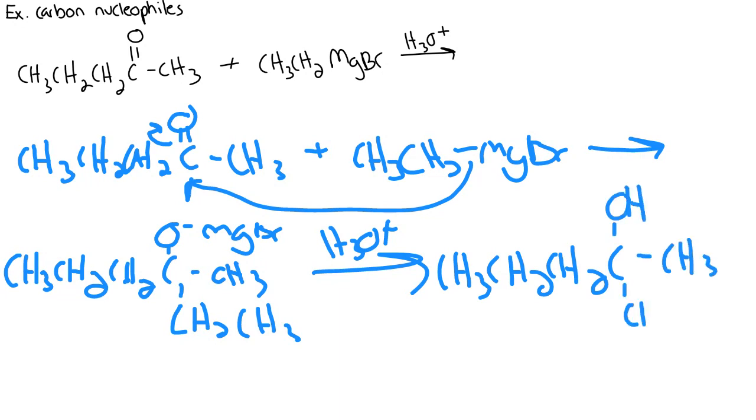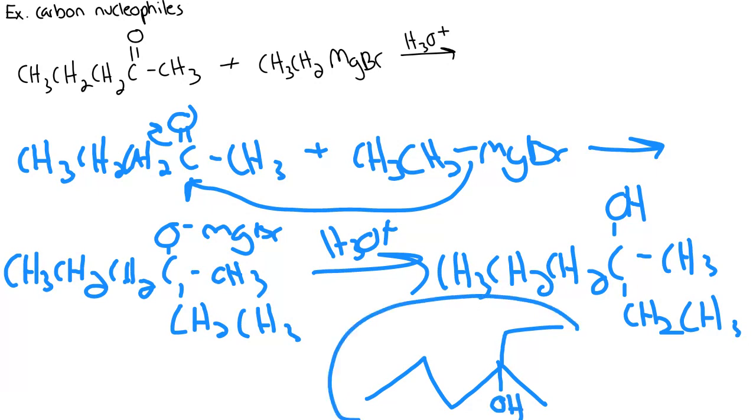I'd probably put this back in line structure just to make it a little less confusing. So 1, 2, 3, 4, 5. This would be our alcohol.